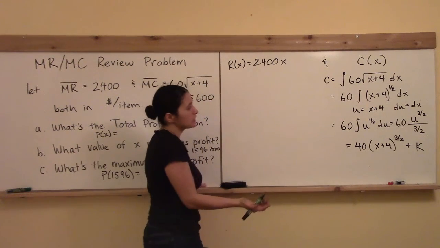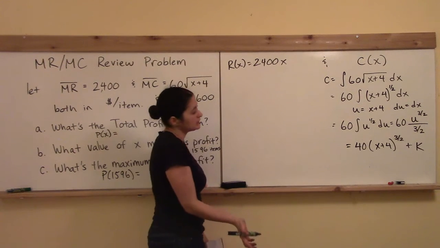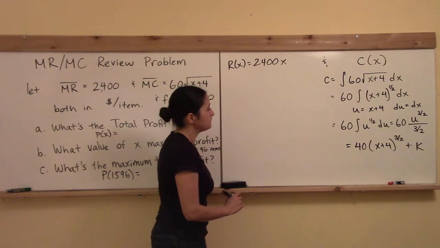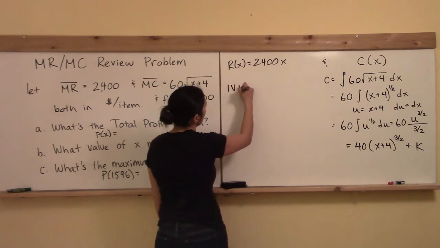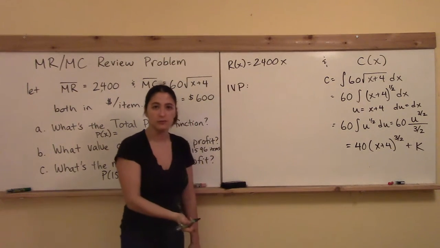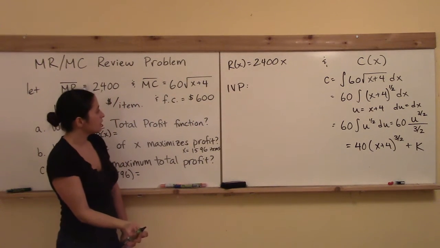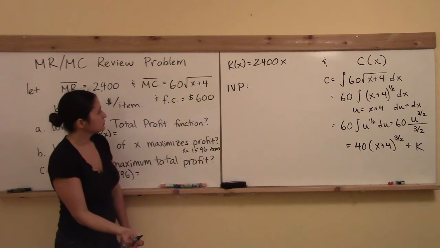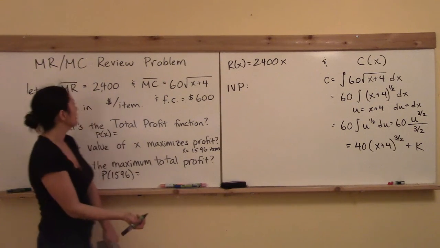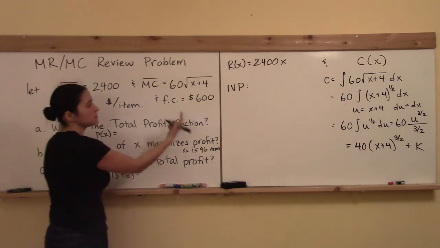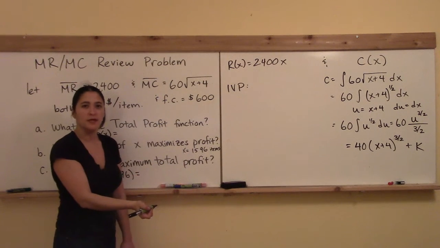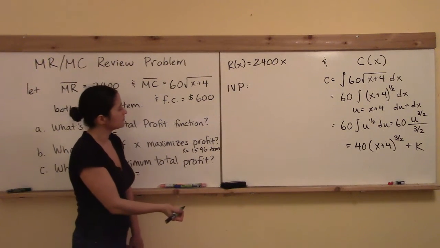Okay, so I'm going to use K to not confuse it with C and say now that I'm going to solve for K. Well, I need an initial value to solve this initial value problem, right? So what initial value do I have? It says fixed cost equals 600. That's the only thing I haven't used yet that was given to me in the problem. Maybe now's the time to take advantage of that, right?